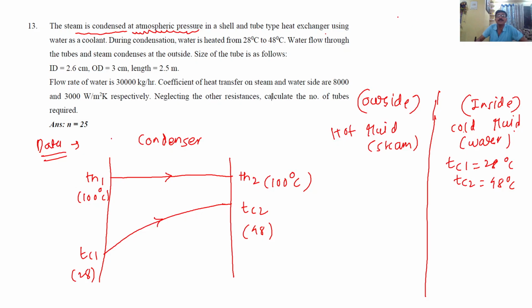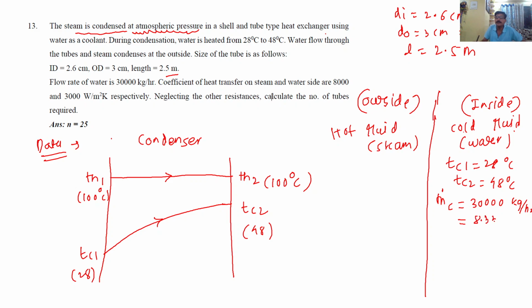Now the size of the tube is given. ID means inner diameter. Di is 2.6 centimeter, so it is 0.026 meter. Then Do is given as 3 centimeter, which means 0.03 meter. Length of the heat exchanger is 2.5 meter. Flow rate of water, water is the cold fluid, so m dot of C is 30,000 kg per hour. Convert it into seconds, so divide by 3,600. It becomes 8.3333 kg per second.